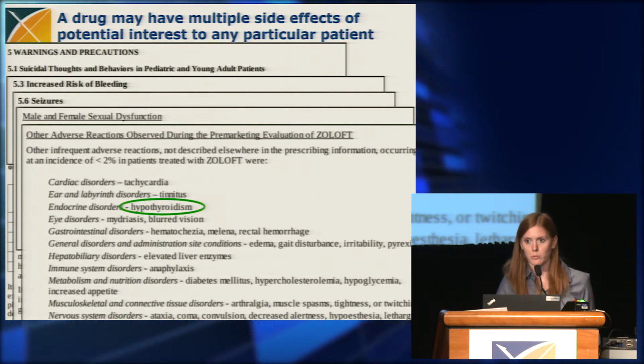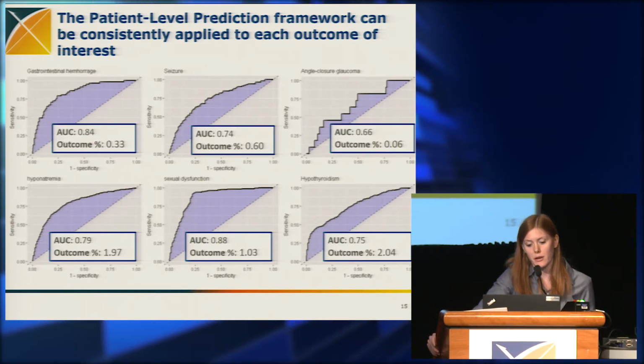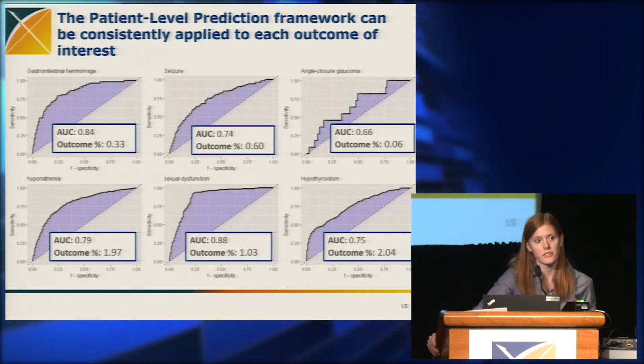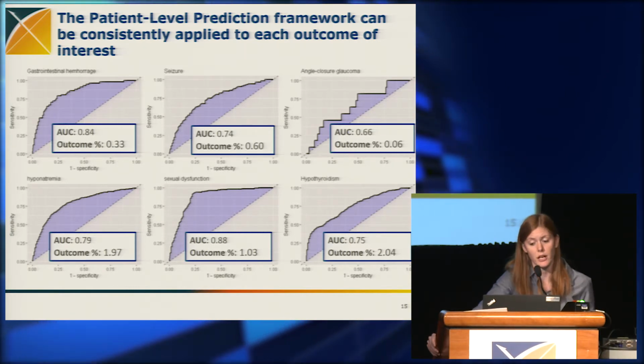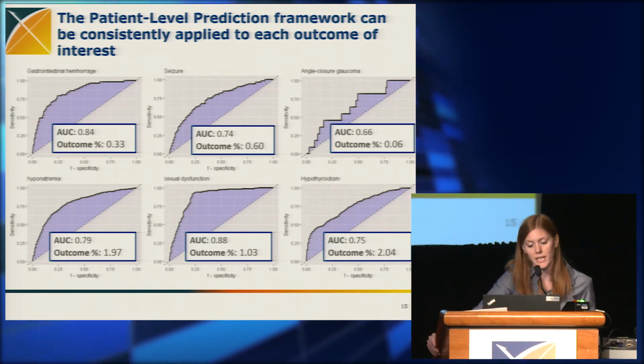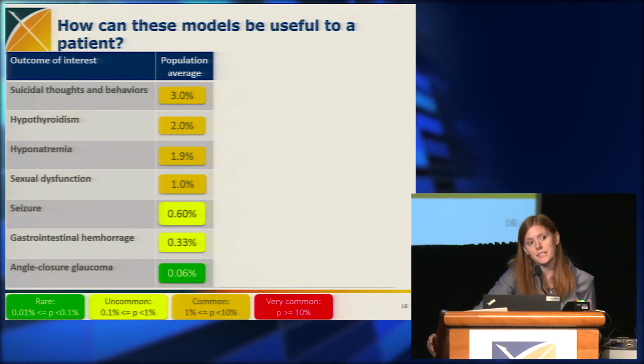Let's see how the framework does when we look at all these different outcomes for prediction. On the test sets, we found that for all of these outcomes, we got pretty good performance. So area under the curves range between 0.66 and 0.88 on test sets. So this is actually pretty good consistently on all these different outcomes, even though the outcomes were very different to each other.